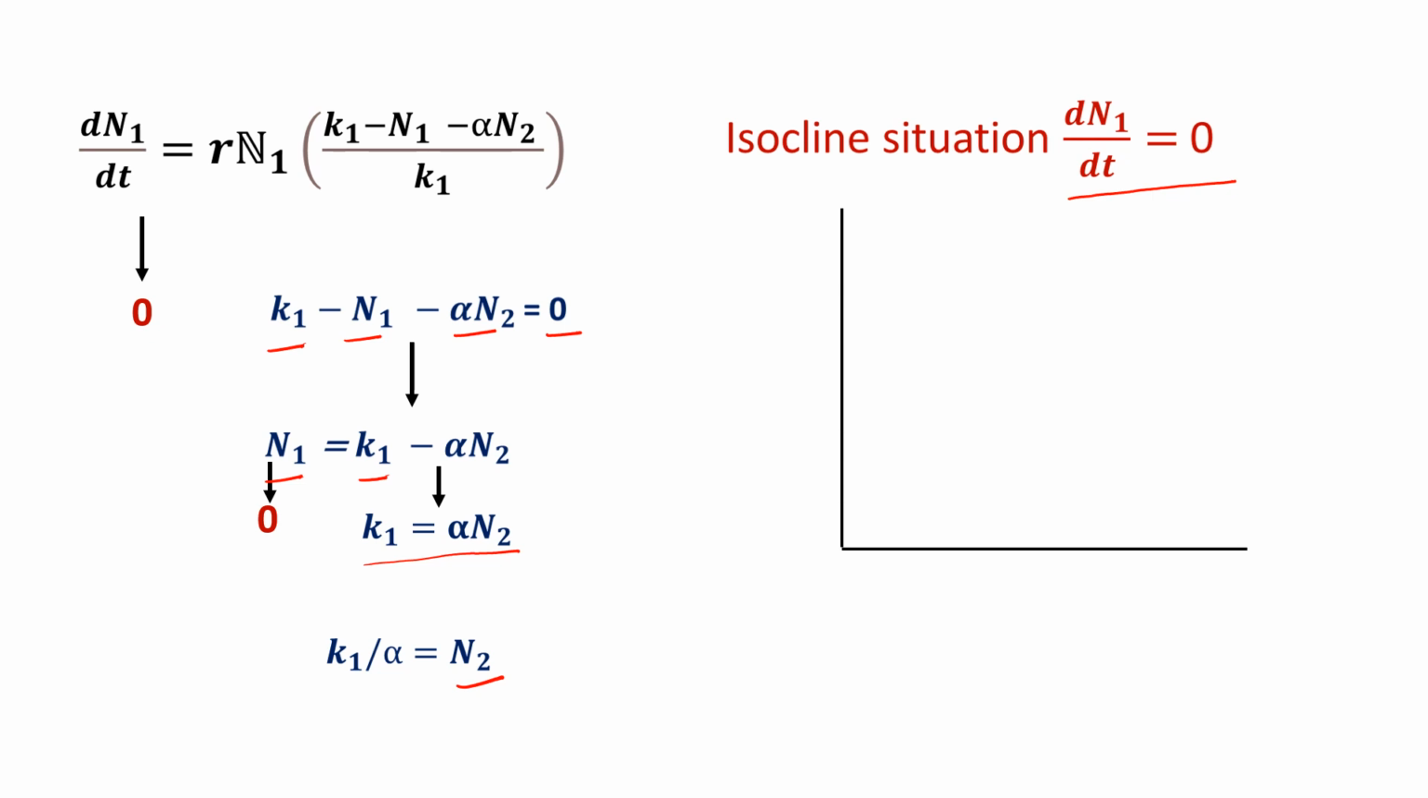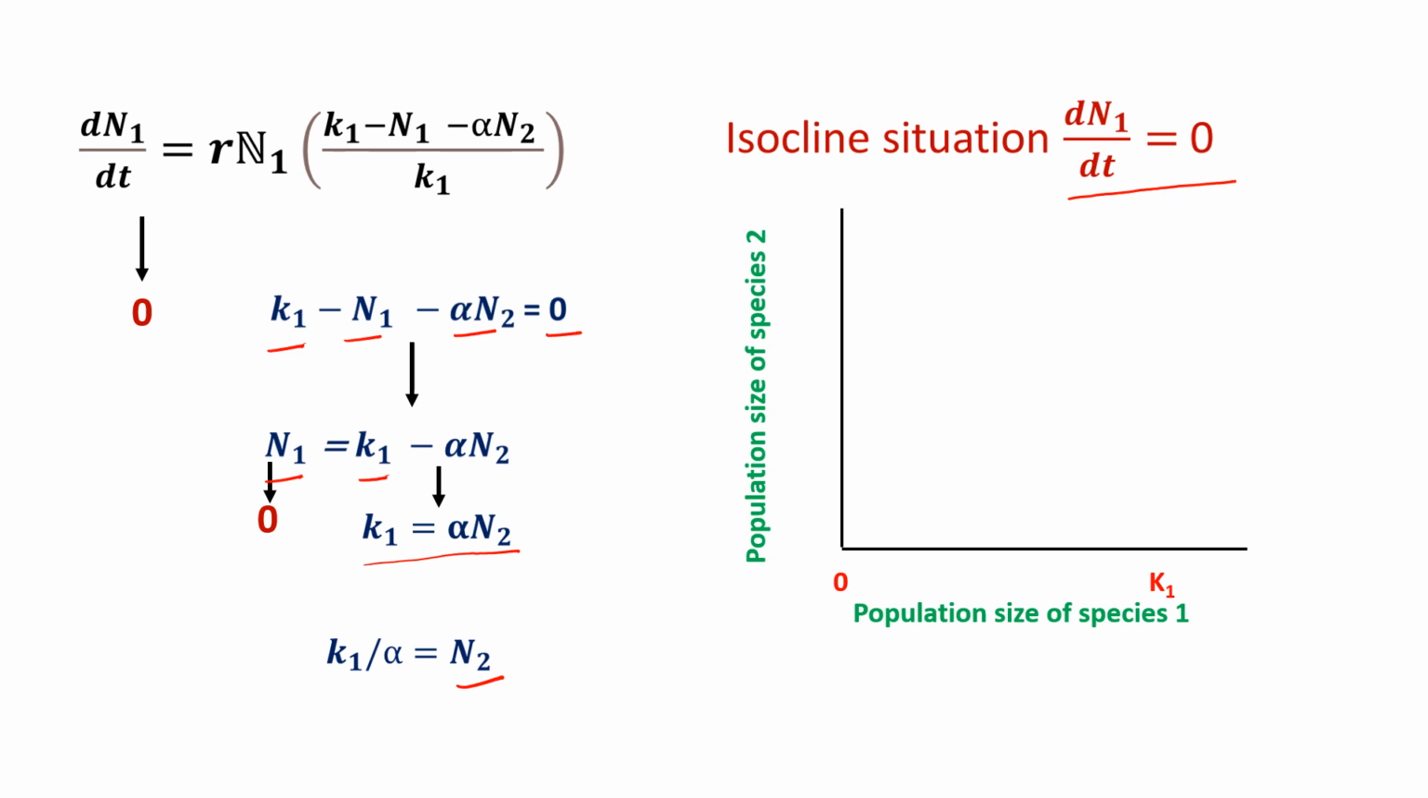Now let's plot a graph and see why we are calculating these things and where they will be utilized. In the graph, on the x-axis we have the population size of species 1, and on the y-axis the population size of species 2.